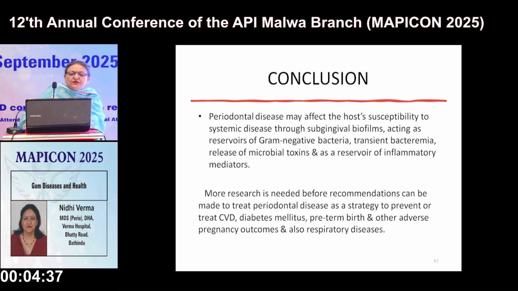So I conclude that periodontal disease may affect host susceptibility to systemic diseases through subgingival biofilm, acting as a reservoir of gram-negative bacteria, transient bacteremia, release of microbial toxins, and as a reservoir of inflammatory mediators. More research is needed to treat periodontal disease as a strategy to prevent or treat CVD, diabetes mellitus, preterm birth and other adverse pregnancy outcomes, and also respiratory diseases.